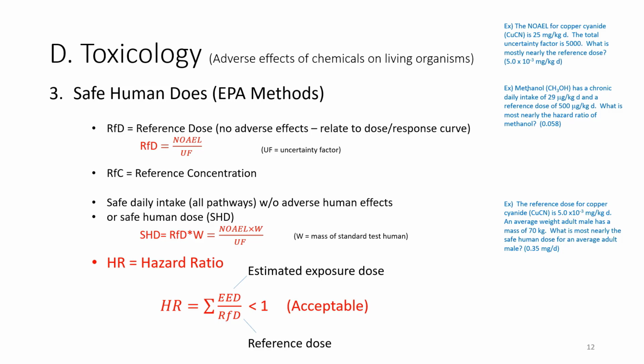3. When potentially exposed to multiple toxins, chemical vapors for instance, you evaluate the hazard ratio for each exposure, which is the exposed dose over the reference dose, and then add all the ratios together. The total ratio must be less than 1 to be acceptable.